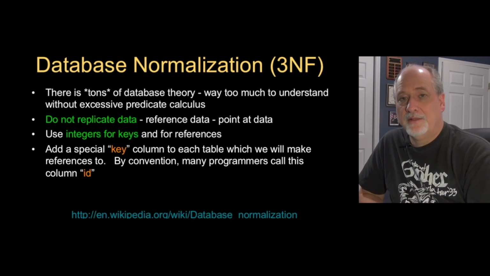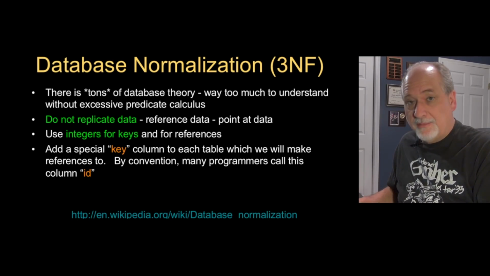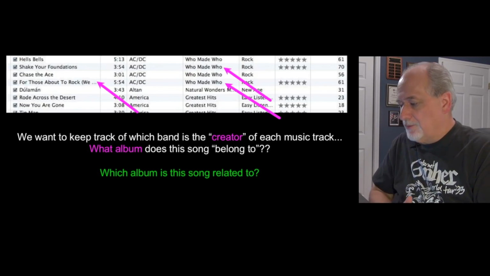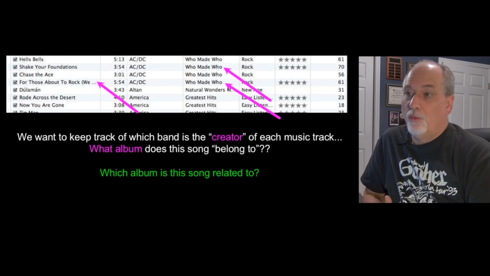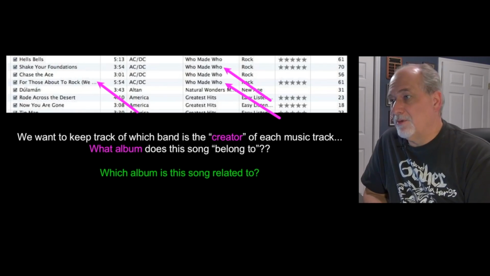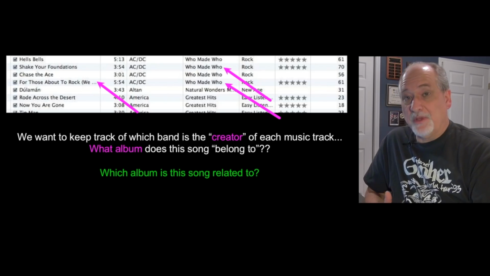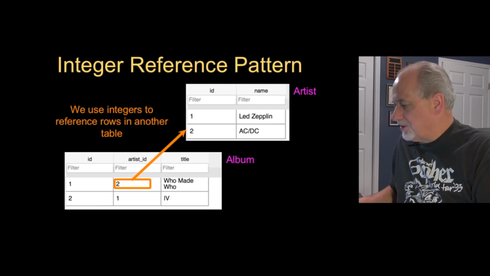And so we're going to add these special key columns to each of the tables, and the database will even give us help managing those. Now, we still need to keep track of who is the creator of the album, which album a track belongs to. We've got to create these relationships, and we have to come up with ways to store those relationships.